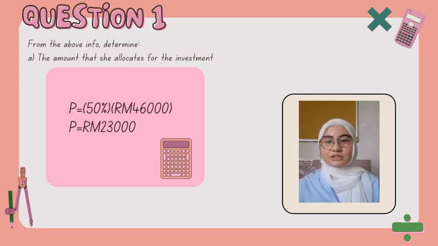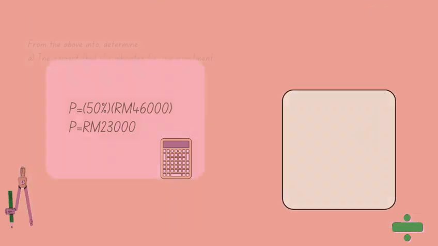So there are two options, option 1 and option 2. A. The amount that she allocates for the investment. So we have to find P. P equal to 50% times RM 46,000. So P equal to RM 23,000.